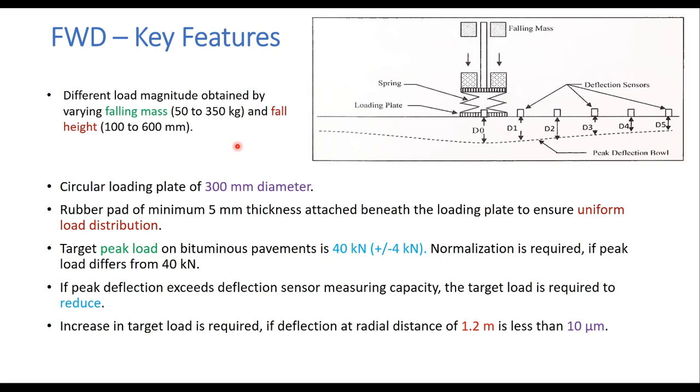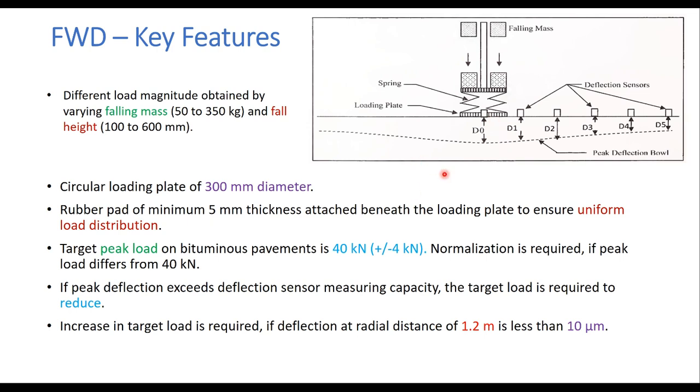The important feature of this FWD is that we can control the weight on the plate by controlling the weight of the falling mass and its height. The falling mass can be from 50 to 350 kg and fall height can be from 100 to 600 millimeter. It has a circular plate of 300 millimeter diameter, and a rubber pad of 5 millimeter thickness attached beneath so that the pressure is uniformly distributed.